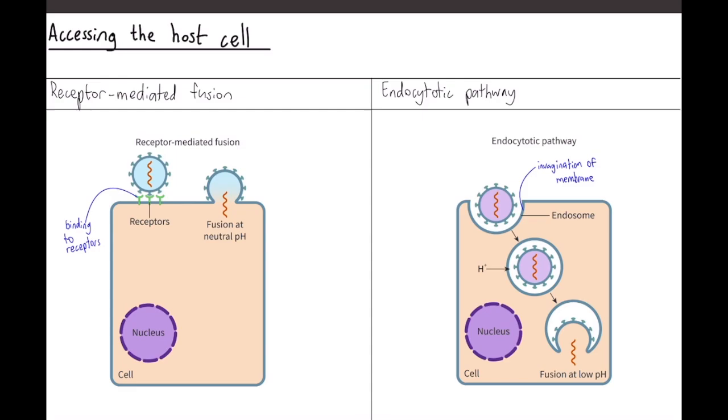This is different to the endocytotic pathway, as in that one, the whole virus cell is invaginated into the host cell. So the membrane invaginates in this process, and then the virus is able to fuse with it and enter the cell. Some viruses can actually be taken up by a host cell endosome.